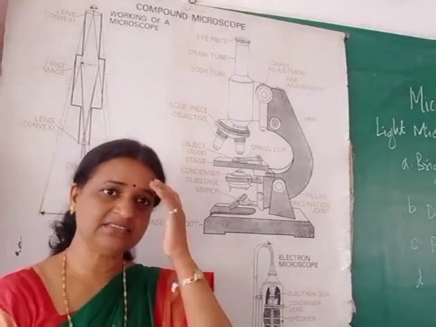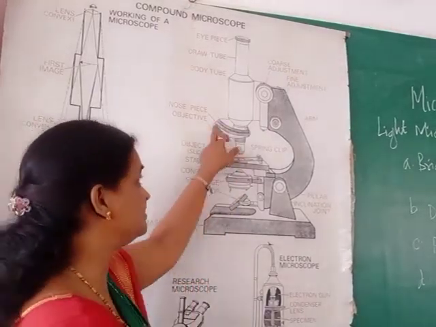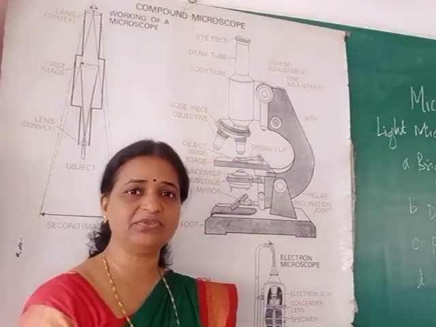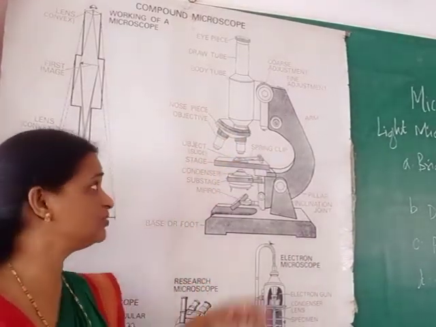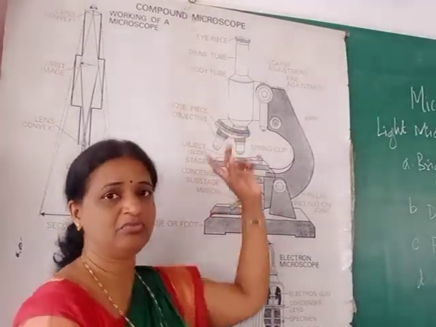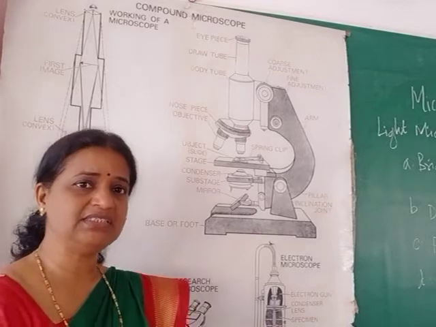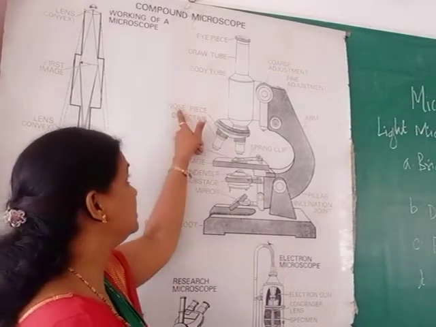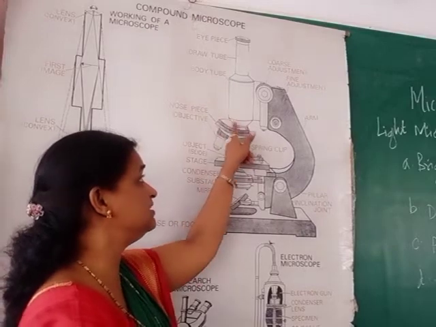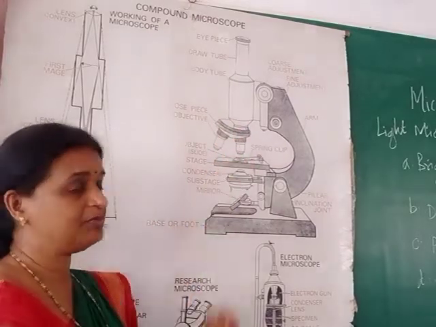It carries, at the top and bottom, a revolving nose piece on which our objectives, the main part of the microscope, are mounted. So beneath the body tube, at the bottom, the body tube carries the revolving nose piece. It revolves around itself, and it carries the objectives.